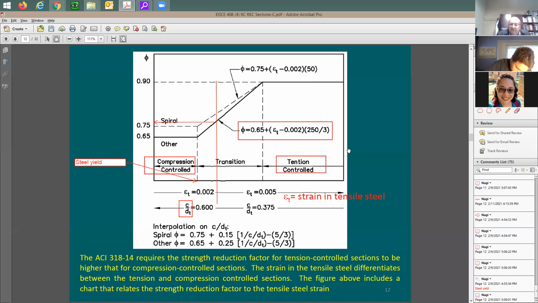So instead of seeing brittle failure because you're going to be compression controlled, you'd like to see ductile failure. In a ductile failure, you're going to see more deflection of the beam. So it's going to give you a chance to escape if you want to. You can just get out of the building. But if there is no deflection, no cracks, you're going to be looking at the beam and say the beam looks good. We should stay here. And then all of a sudden, you're going to have this brittle collapse of the beam that you don't want to see.